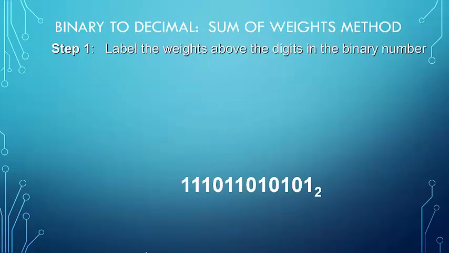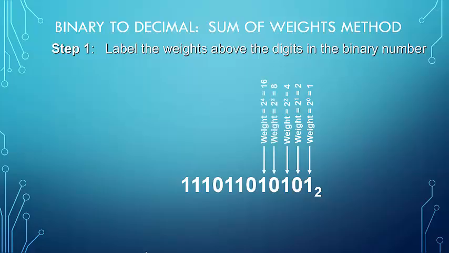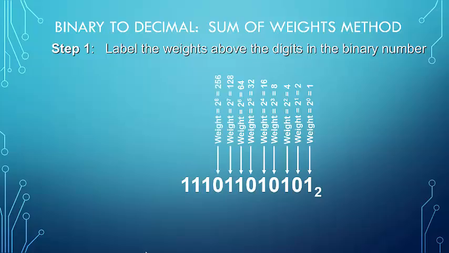So to look at this shortcut with a larger number, the first step we would want to do is label the weights above the digits in the binary number. So we have a weight of 1, 2, 4, 8, 16, 32, 64, 128, 256, 512, 1024, and 2048. Notice our weights from right to left, from the least significant to the most significant, increase in powers of 2.